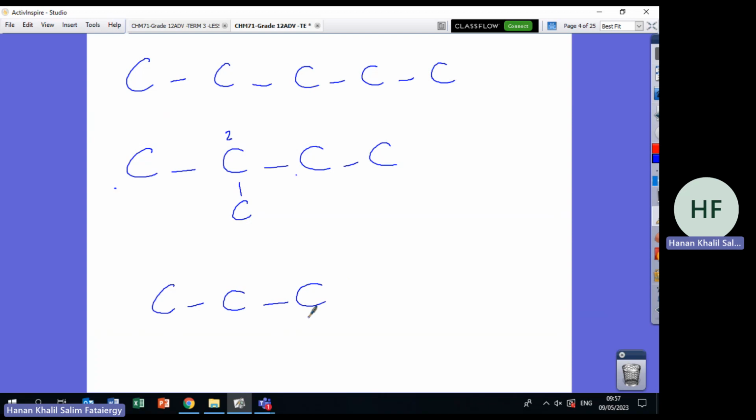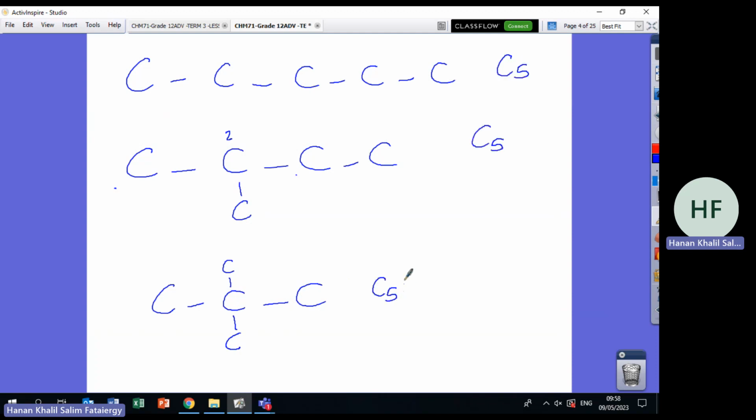Here is not allowed, here is not allowed, here is okay. Where can I put my last one? Here also. So here I have 1, 2, 3, 4, 5 carbons, 1, 2, 3, 4, 5 carbons, and 1, 2, 3, 4, 5 carbons. So these are isomers. All of them have C5.